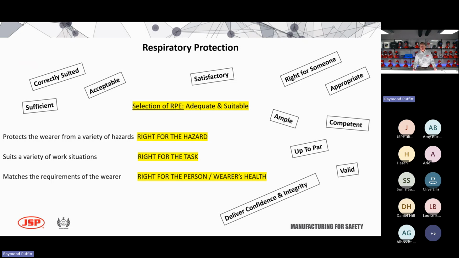So respiratory protection has to be adequate and suitable. It has to be right for the hazard, right for the task, and right for the person's health. And I've put in little tiny squares up there, little things that will make you aware that all these things that I've put into the side of this graphic are important. They're really basic stuff. And if we can't do that, we're doing things very, very wrong indeed.